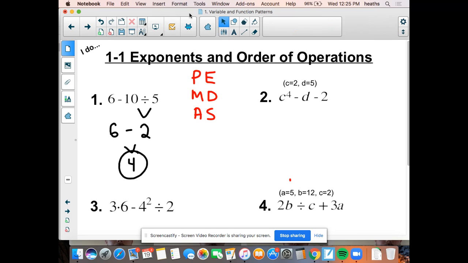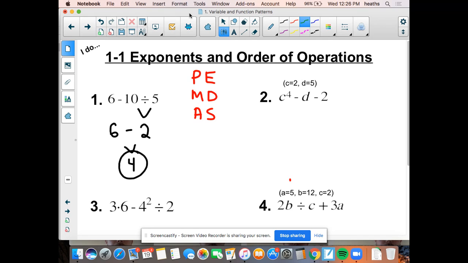Okay, so let's go to the second problem, which you'll notice is a little bit different. First, it has an exponent, and then second, it has some variables in there. So instead of having our expression with nothing but numbers, there's actually some letters in there. Nothing to freak out about, though. If you look directly above this problem, it tells you what C is, and it tells you what D is. So what I would suggest is just go through and plug those numbers in for the variable.